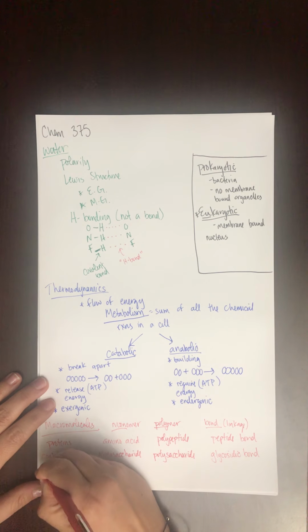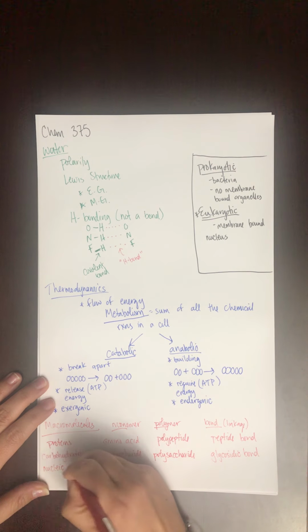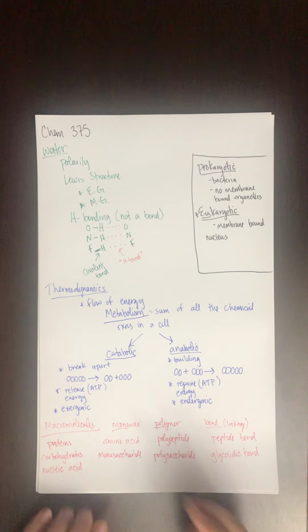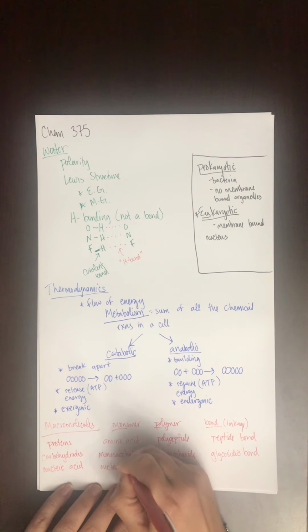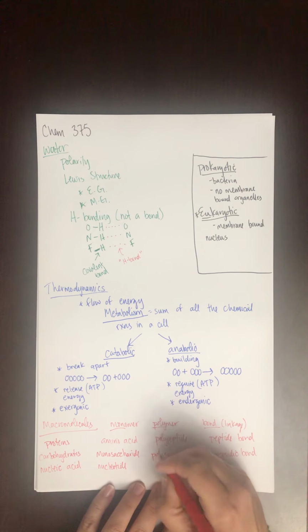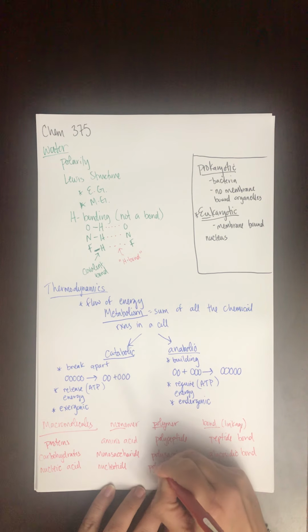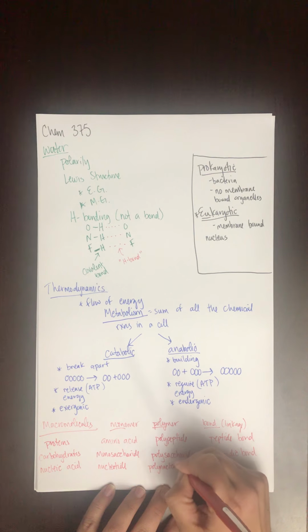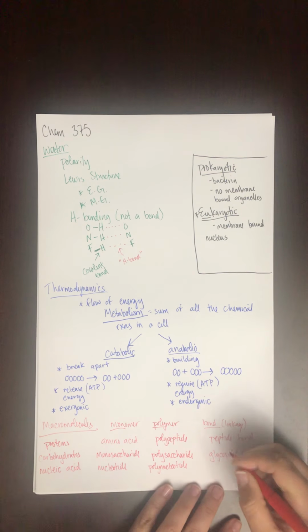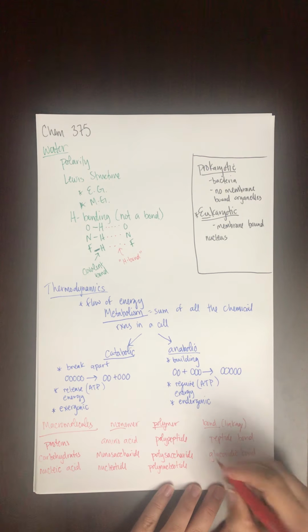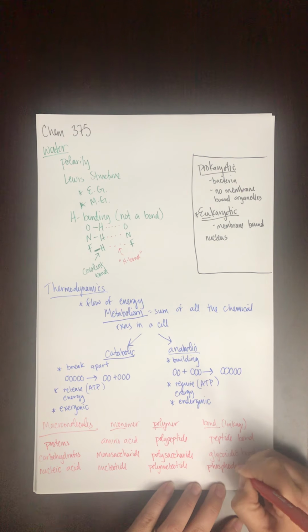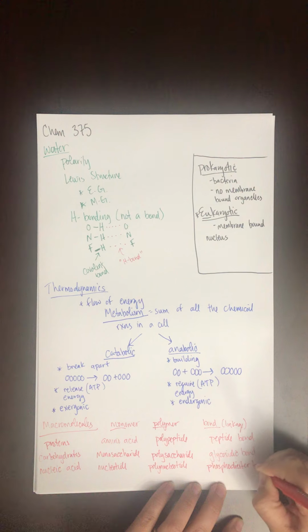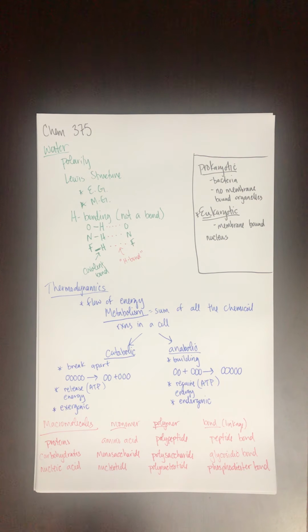The next is a nucleic acid. The monomer form of a nucleic acid is called a nucleotide. The polymer is called a polynucleotide. And the bond is called a phosphodiester bond. Again, sometimes you'll see these called linkages.